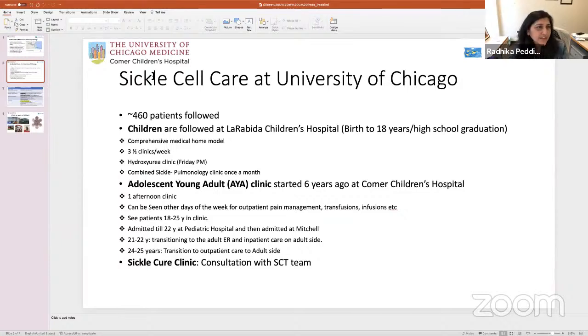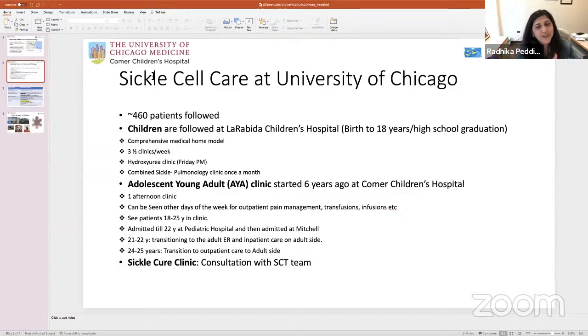We have 3.5 days a week of clinic at Laura Beta. We have a specialty hydroxyurea clinic, which is on Friday afternoons. And then we have a combined sickle and pulmonology clinic as well for our patients who have either concomitant asthma or who've had multiple acute chest syndromes, etc. We can follow them along with our pulmonologist.